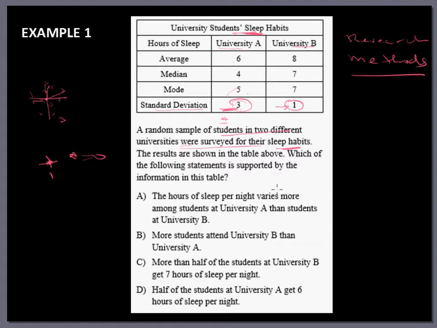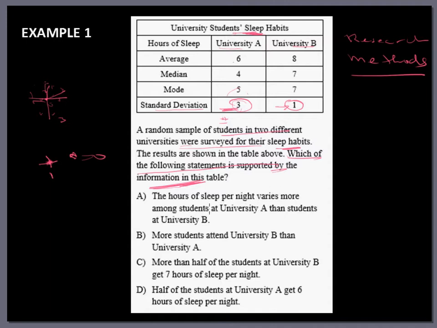So let's move on and look at the question. Which of the following statements is supported by the information in the table? Also look at how carefully they are structuring this problem: supported by the information in the table, because it is very dangerous to just use information coming from a sample and make it a general solution for the whole population. You don't do that. So you always have to be careful about the structure of your statement.